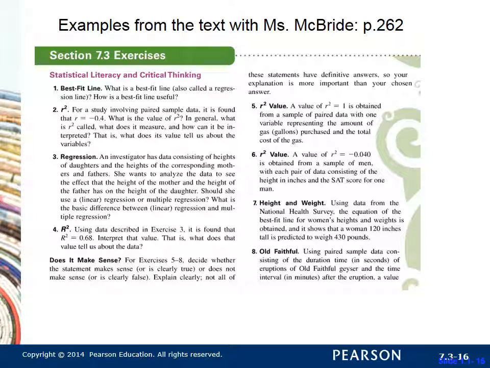So using data described back in exercise 3, it found that R squared was 0.68. So what does that mean? Interpret that. And what does that value tell us about the data?